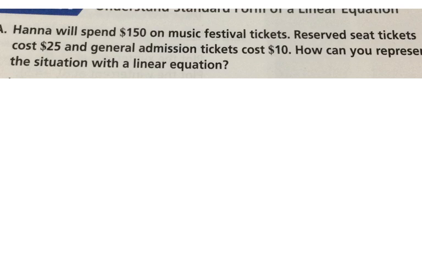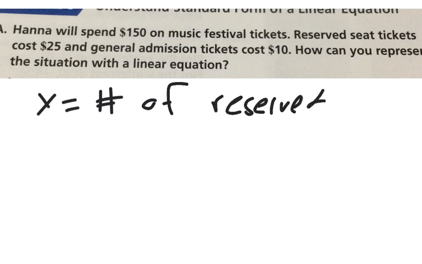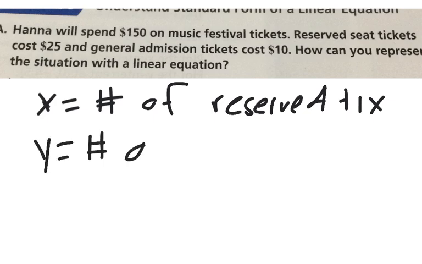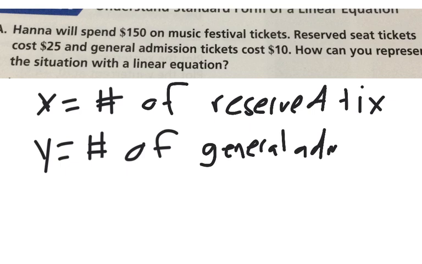So thinking about it that way, I have found what it is I'm able to identify here. How many of each kind of ticket is she buying? That's the real question. So we're going to let x represent the number of reserved tickets. And we're going to let y be equal to the number of general admission tickets.